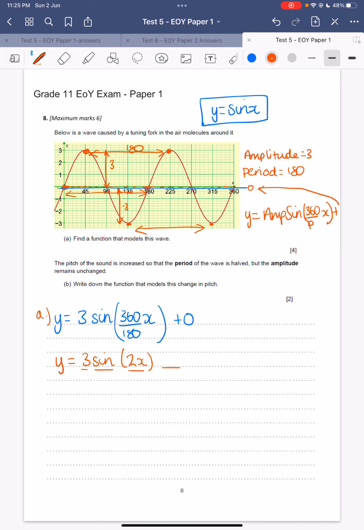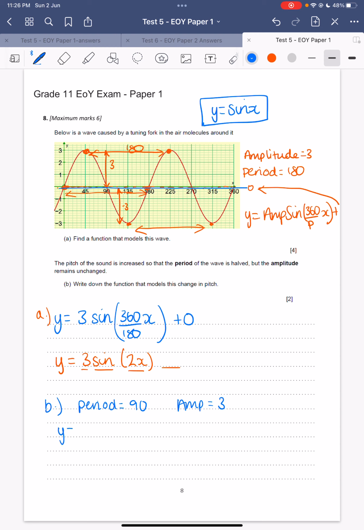So that's question A. And then question B, this time you're told that the pitch of the sound is increased, and therefore the period is halved. So this time the period is only half of 180, and therefore it is 90. The amplitude has stayed the same, so the amplitude is still equal to 3, and nothing else has changed. Therefore, we're still using sine and we still have the plus 0 at the end.